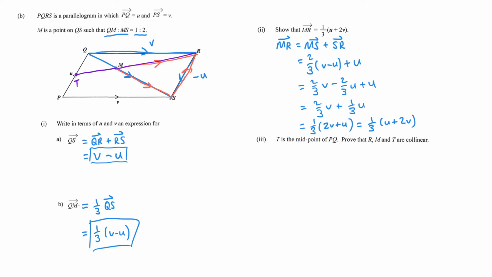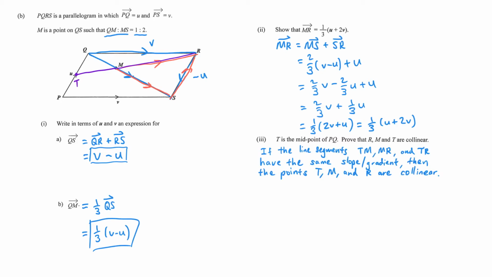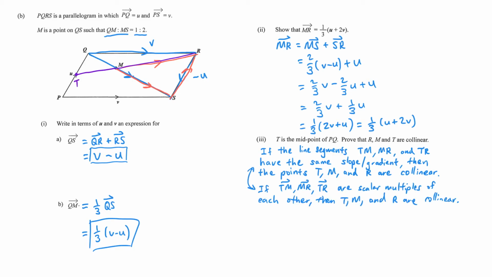In general, if we want to prove that 3 points are collinear, what we can do is look at the line segments TM, MR, and TR, and look at the slopes or the gradients of those line segments. If all of those line segments have the same slope or gradient, then we know that the 3 points are collinear. But instead of thinking about this in terms of slopes or gradients, we can think about them as vectors. This statement is equivalent to saying that the vector TM, the vector MR, and the vector TR all point in the same direction, meaning that they're all scalar multiples of each other.